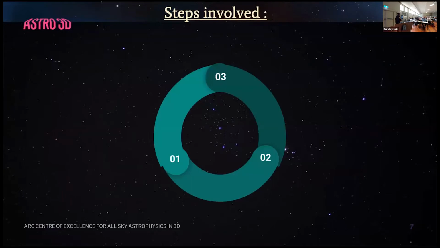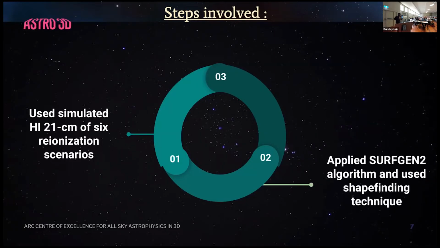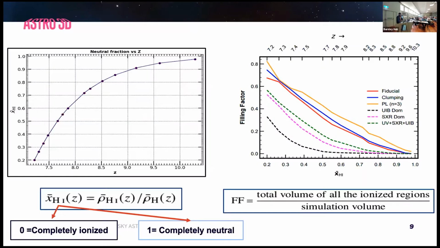So in a nutshell, what we are doing is that we have used the simulated HI 21 centimeter maps of these 6 reionization scenarios. We have applied the SURFGEN2 algorithm to them, on the basis of which we are seeing the evolution of our largest ionized region. So based on this, let us discuss the results now.